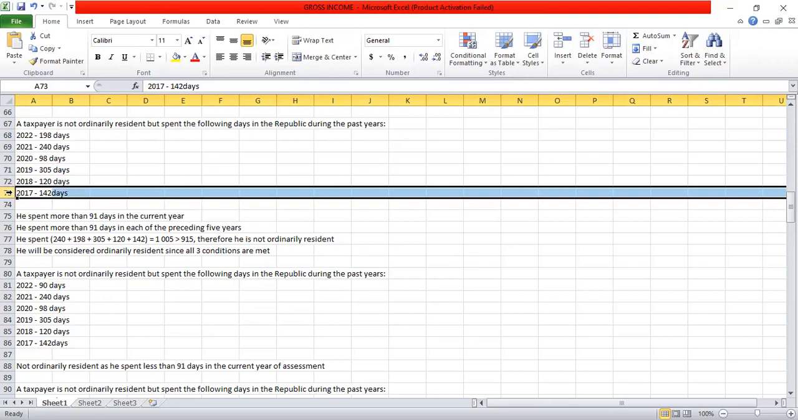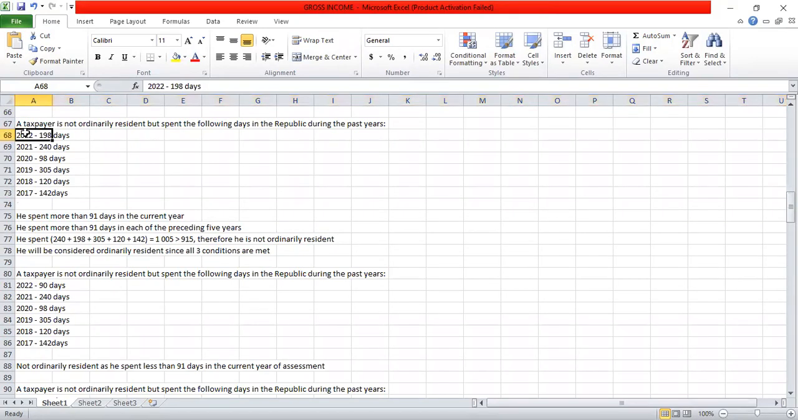Hello, sir. Yes. Can I ask a question? Why are you starting from the second year instead of starting from 98 in the first example? The previous 5 years. Remember, I first looked at 2022 on its own. The first requirement looks at 2022 in the current year. So in 2022, he had more than 91 days.